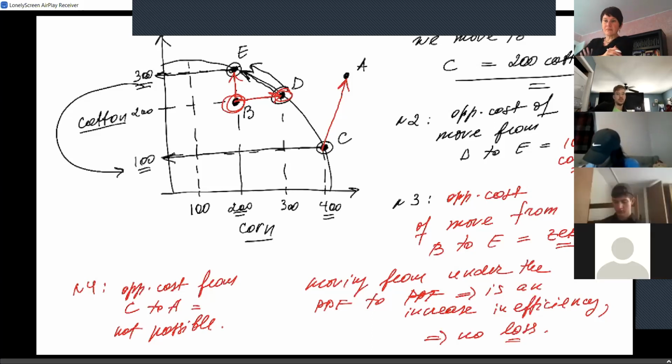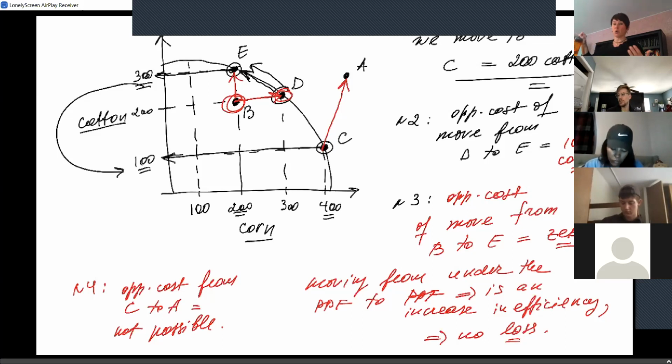It's not possible because it's not on the map. Yes, because it's way beyond the PPF. Yes, very good. It's not on the map. The only attainable points are on the frontier and under the frontier. Everything beyond is not attainable. Okay, very good.